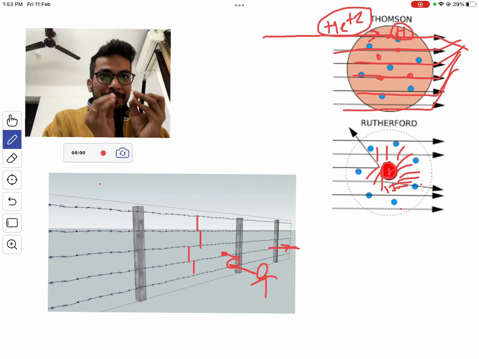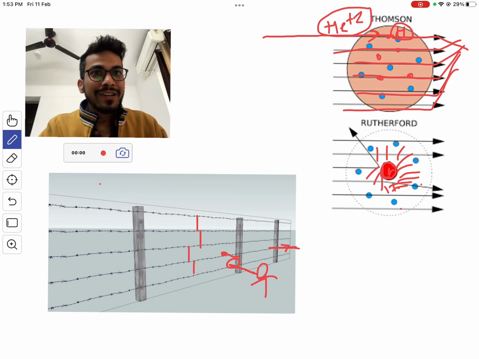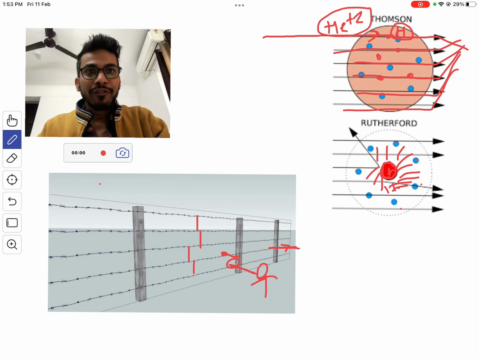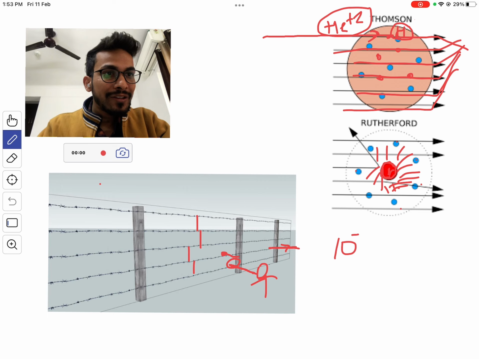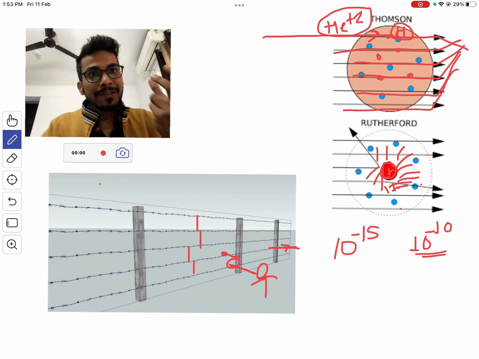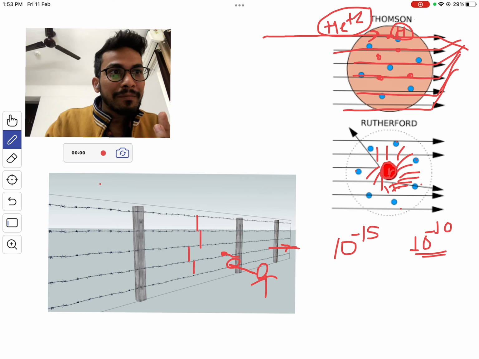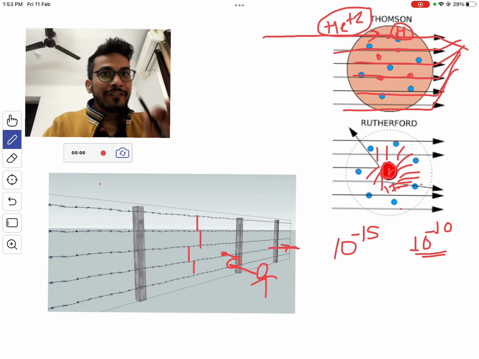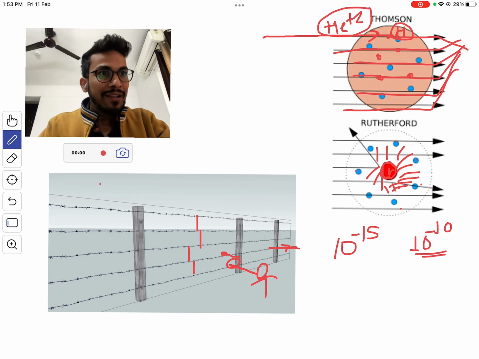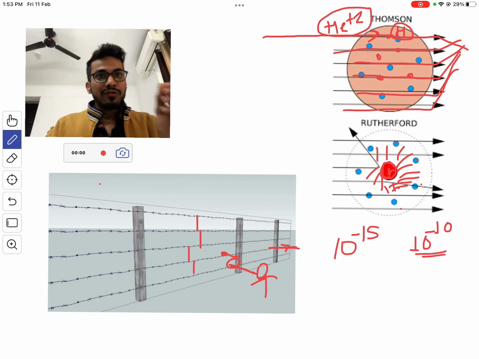So see that the proton, the positive charge particle, is inside the nucleus and it occupies very little space. If I compare the nucleus size to that of the atom size, the nucleus size is 10 to the power minus 15 while the atom size is 10 to the power minus 10. So the nucleus occupies 10 to the power 5 times less space as compared to the atom. This was the final observation of Rutherford and he put forward his model as the Rutherford atomic model.